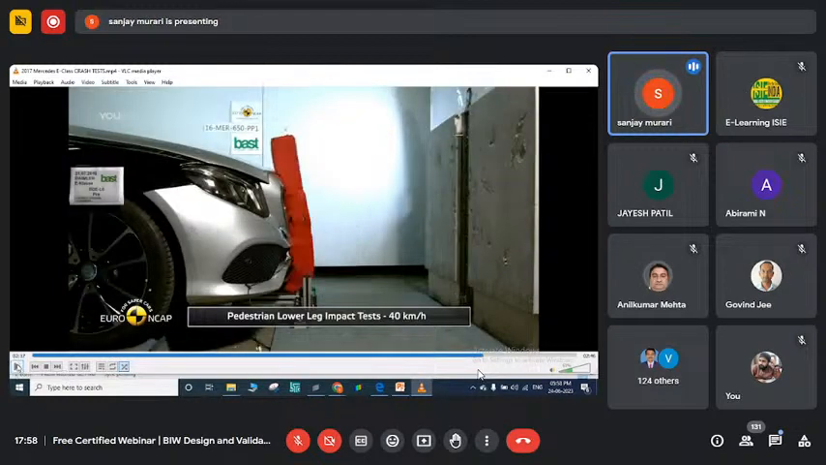So these are some of the other tests related to pedestrian safety. Here the BIW's role will not be that huge, because most of the things hit on the bumper and bonnet.